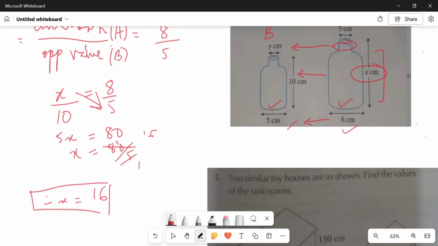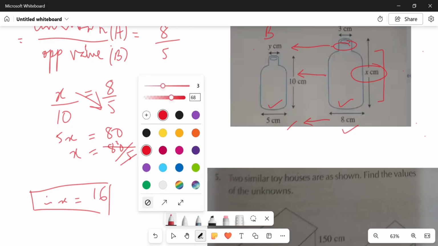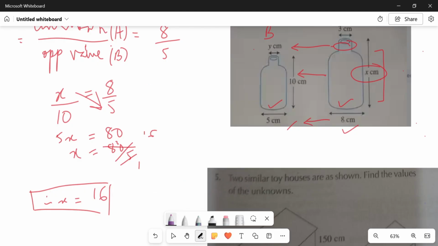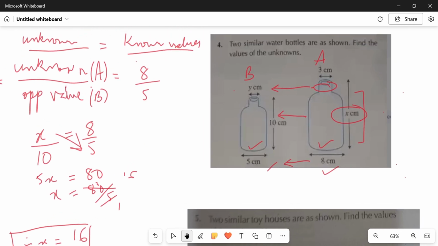Now let's talk about the value of y. How to find the value of y here? I'm taking another color. Okay, let the red marks be there. I'm using the purple pointer. For the value of y, the formula will remain the same. The first ratio is about the unknown, and the second ratio is about the known values. Before, we found the x value. Now we need to find the y value.